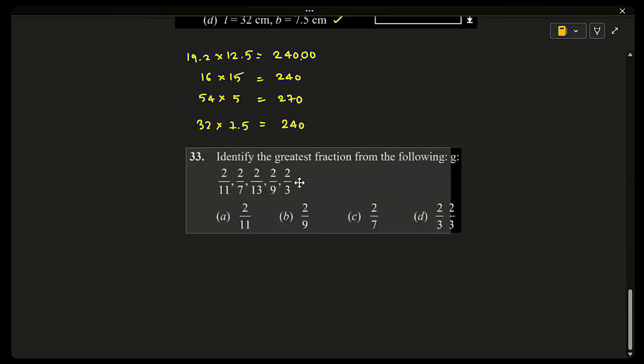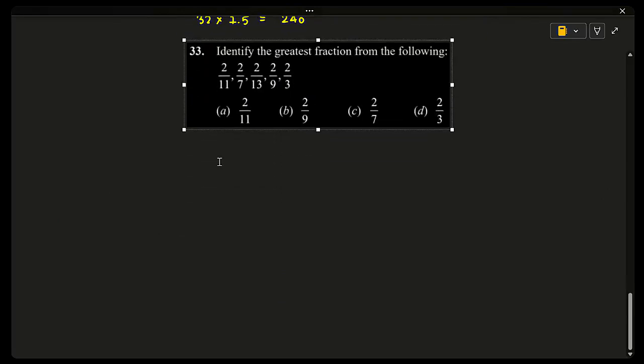Third one. Identify the greatest fraction from the following. If you observe, all the fractions having numerators are equal. So whenever numerators are equal, we know that greatest denominator will give you least value and least denominator will give you greatest fraction. So out of all the fractions, the least denominator is there here. Okay. So 2 by 3 is the greatest. That is option D.